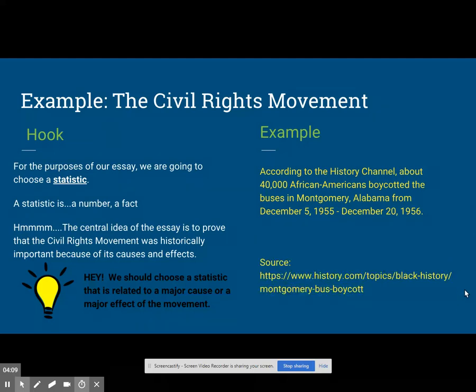I included my source, which was history.com/topic/black history/Montgomery bus boycott. Notice here with my evidence prompt that I gave credit for where I got this information from. Whenever you have a statistic or a quote, you must give credit. You did not make up that statistic. So when you go and find your statistic, you must give credit to where you got the information from.